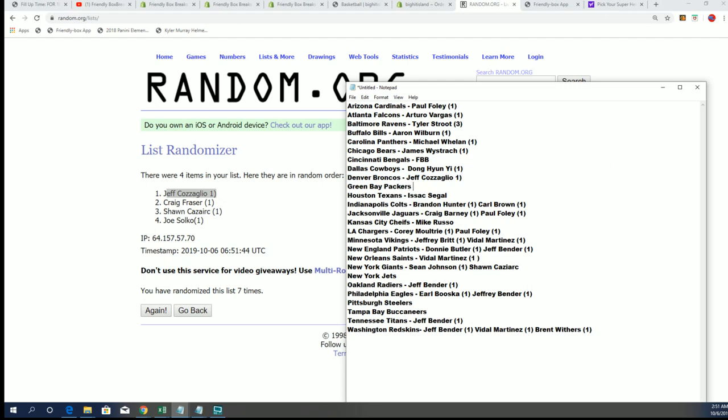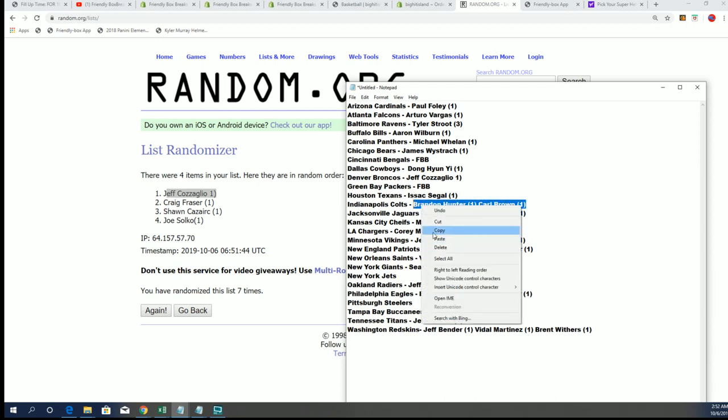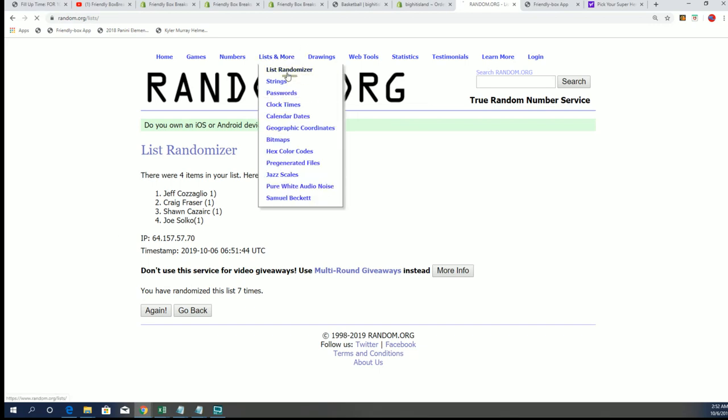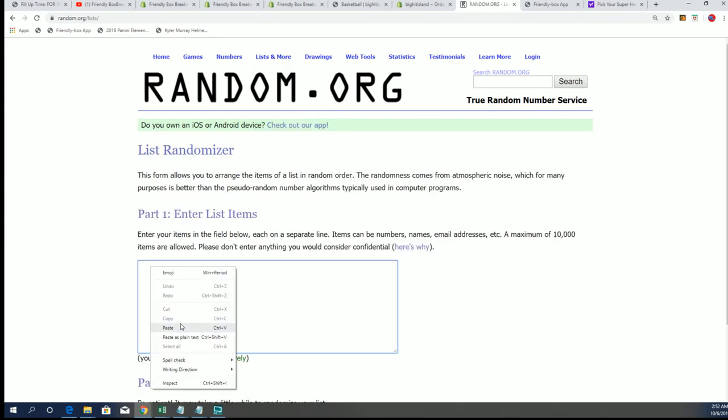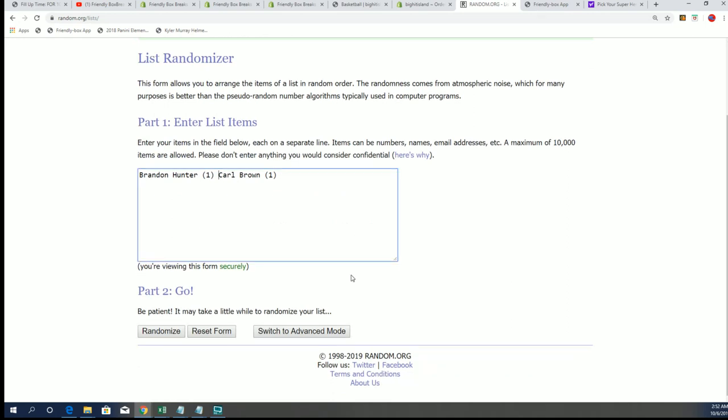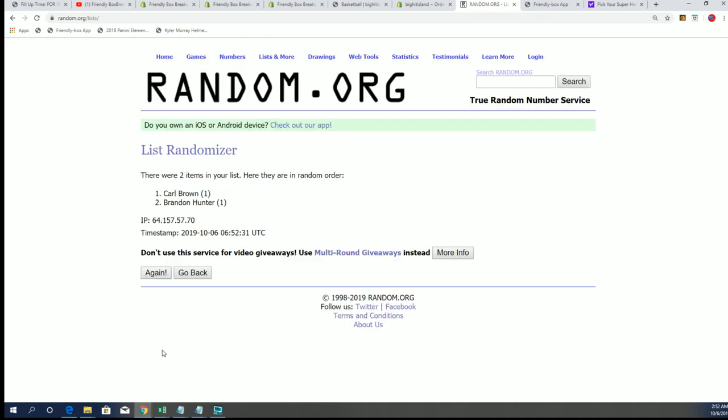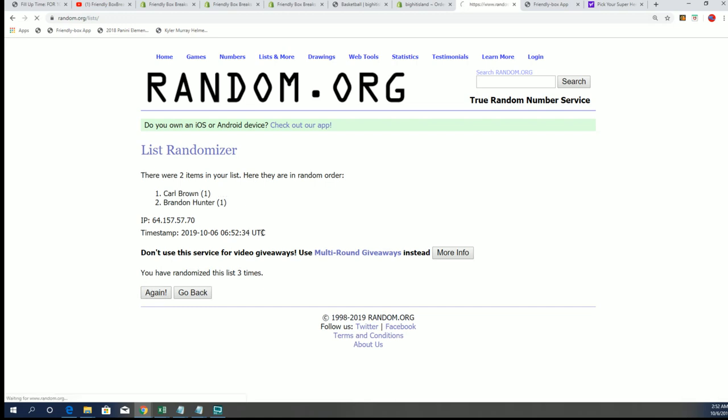Green Bay is owned by FEB. Isaac, congratulations. You've got Houston. The Colts are up for grabs. Seven times. Good luck for the Colts ownership. Lucky number seven. And Brandon H., congratulations to you, sir.